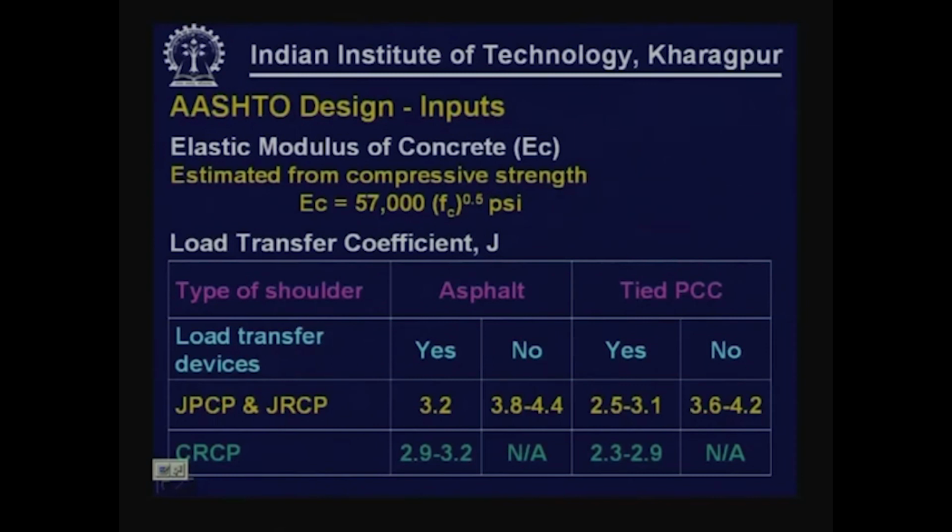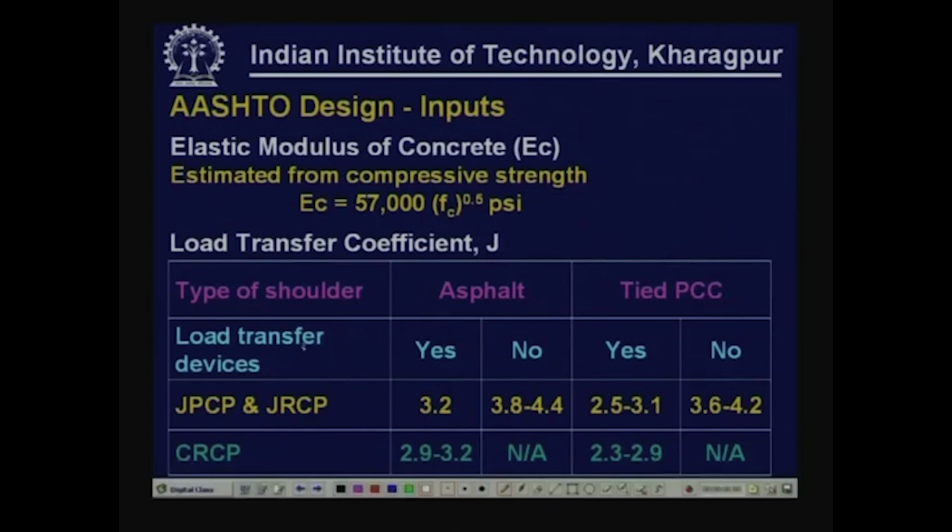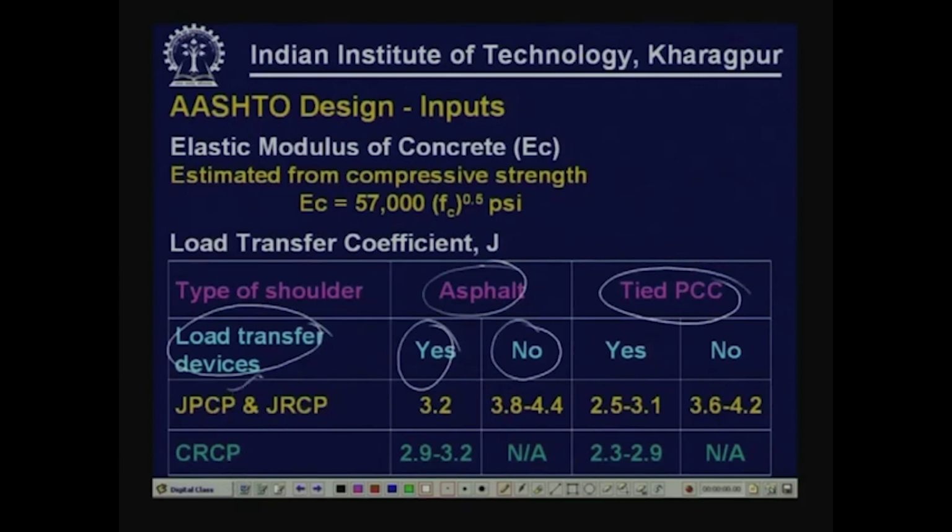These are the guidelines for selecting load transfer coefficient J for different types of shoulder, asphalt shoulder, tight PCC shoulder, and presence or absence of load transfer device, especially we are referring to presence or absence of dowel bars, whether they are present or not present, and also the type of slab, jointed plain cement concrete, jointed reinforced concrete, continuously reinforced concrete pavement. The corresponding load transfer coefficients can be selected.